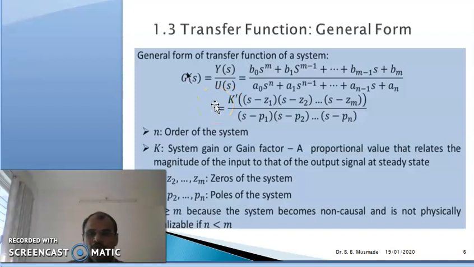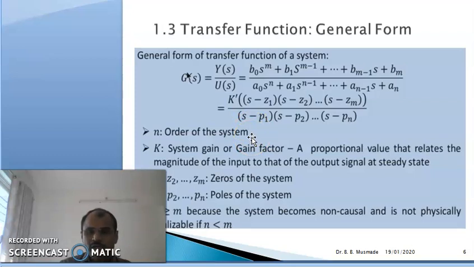Another form of the transfer function as a generalized form of system is expressed in the form of gain, zeros and poles, which is given as K multiplied by (s minus z1)(s minus z2)...(s minus zm) upon (s minus p1)(s minus p2) up to (s minus pn). So clearly we have the m zeros and n poles of the system. Looking at the order of system, the highest power at denominator is n. So the order of system is n.